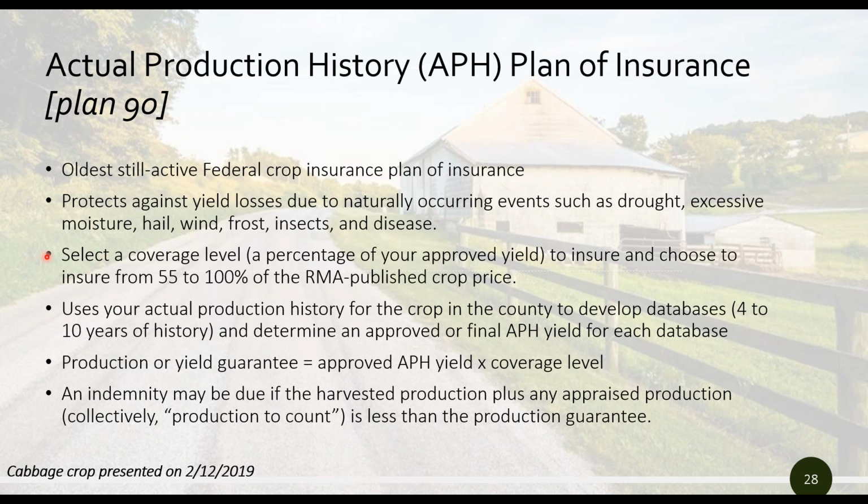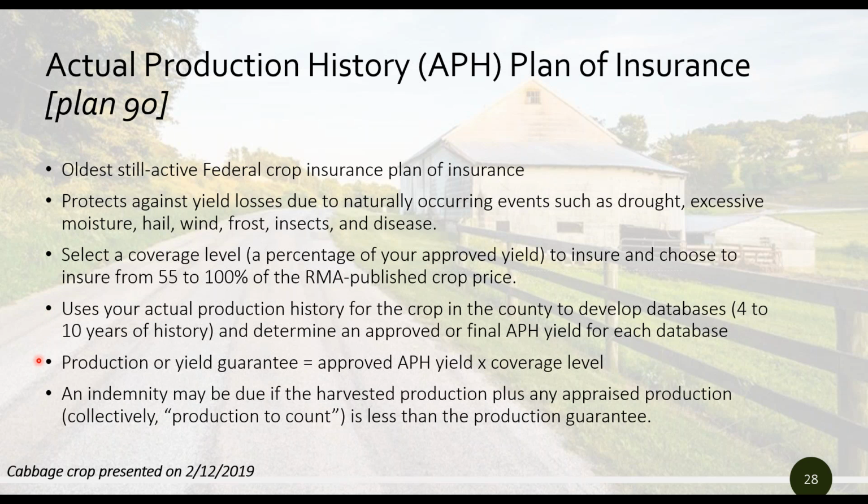This plan of insurance uses your actual production history for the crop in the county to develop your databases. It is required to have 4 to 10 years of history to determine an approved or final APH yield for each database. Now, don't worry if you don't have 4 to 10 years of history. We can substitute transitional yields to build up your database.